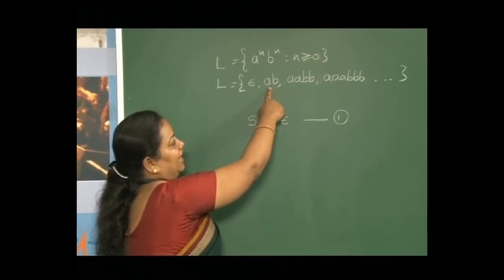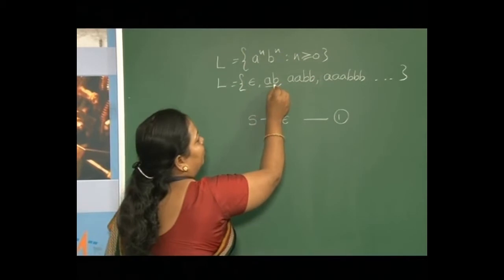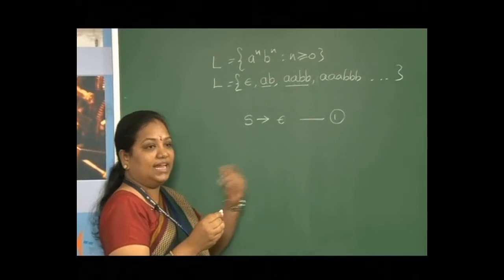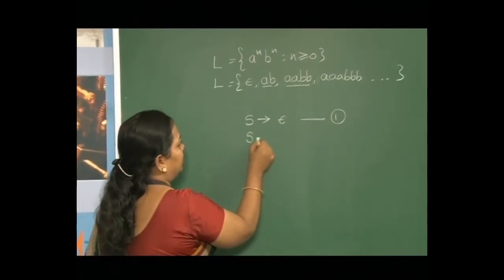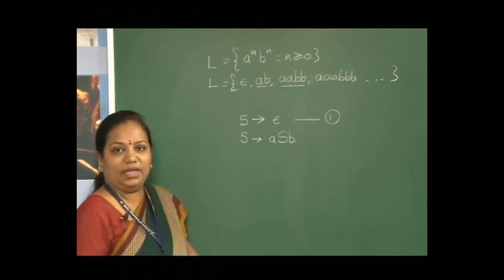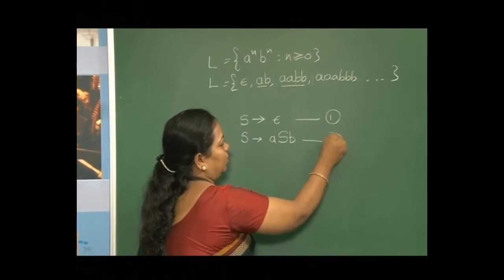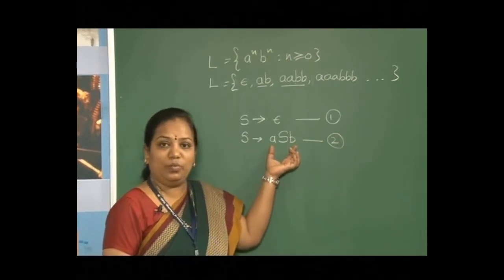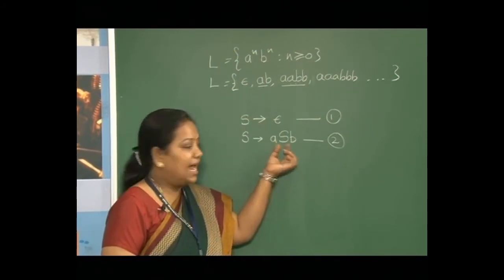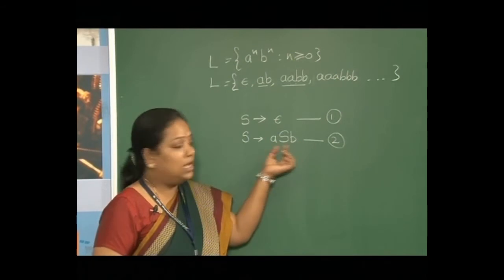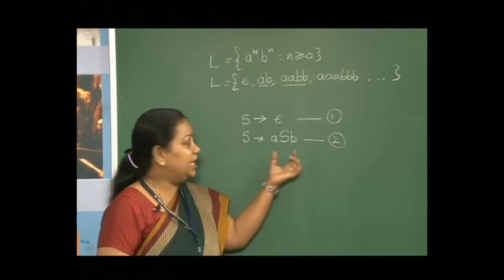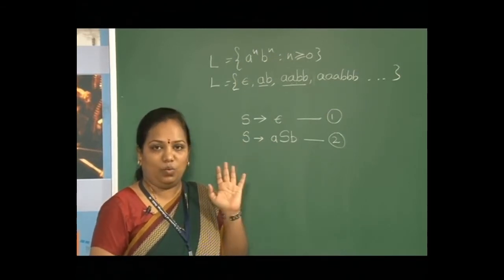Next, I need 1A and 1B, and if you see from first string to next string, there is an increase of 1A and 1B, but all A's first and then all B's. So, at that time the rule can be written as S tends to A S B. So, this will be rule 2. By this rule we satisfied 2 criteria of this language: first, we will be having A's and then B's. Second, the number of A's will be equal to the number of B's. Every time you call S, it will go for incrementing 1A and 1B.